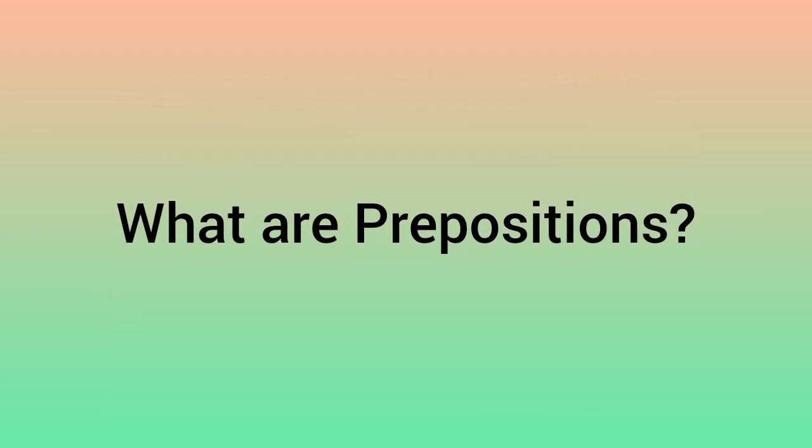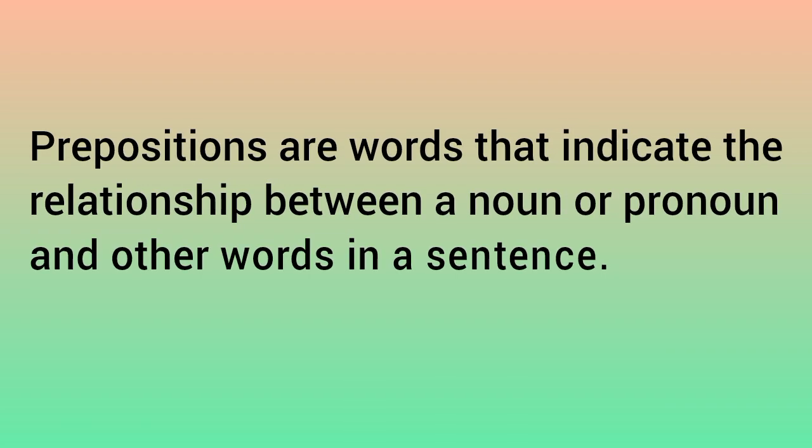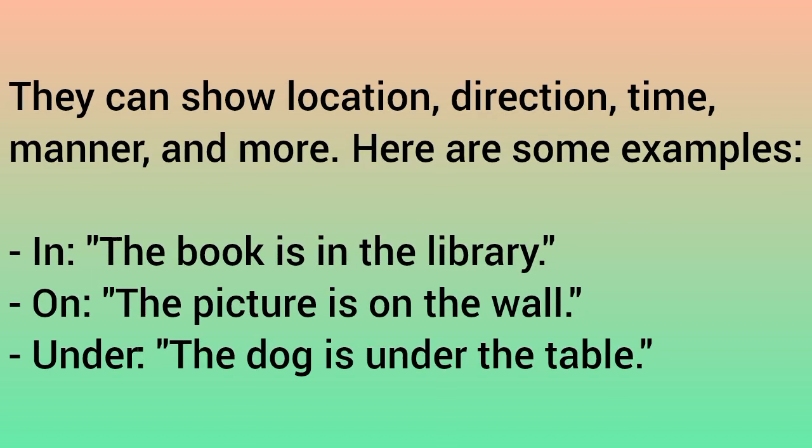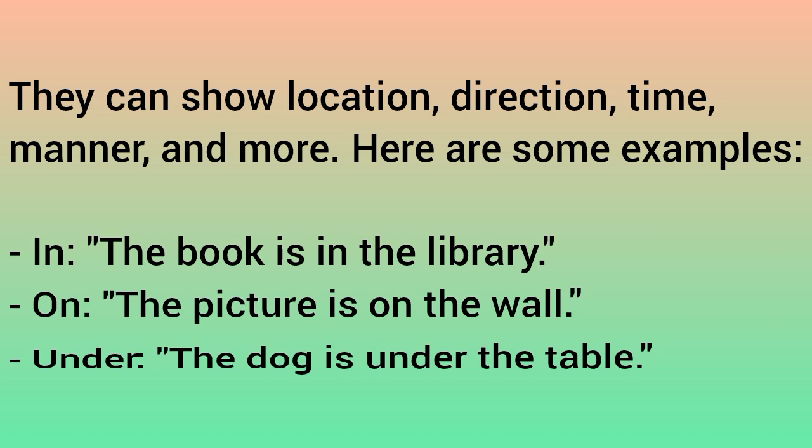First of all, what are prepositions? To be short, prepositions are words that indicate the relationship between a noun or pronoun and other words in a sentence. They can show location, direction, time, manner, and more. Here are some examples. In, the book is in the library. On, the picture is on the wall. Under, the dog is under the table.